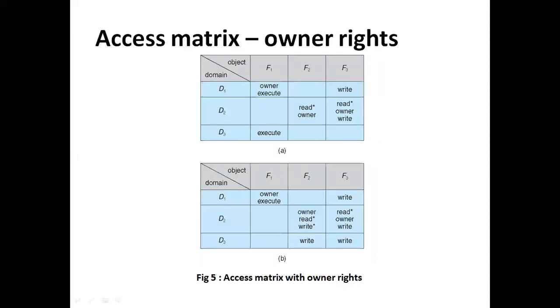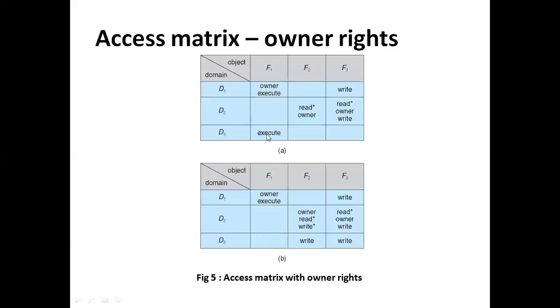The next operation is owner. That is, the next right that you have is the owner right. This owner right allows addition and removal of rights. Let's say domain D1 is the owner of the object F1. Therefore, D1 can add or delete any valid right in column F1. Here you can see D1 is the owner of F1, so it can make any changes in this column.